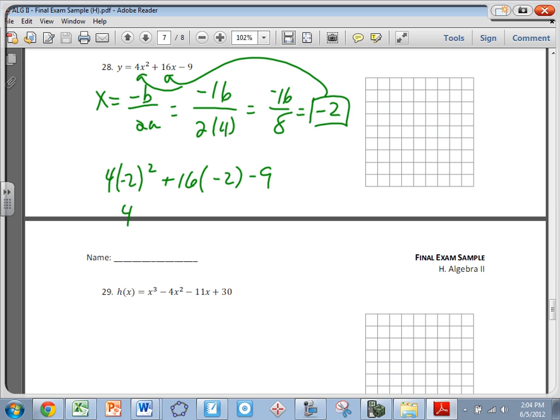This will be 4 times 4 plus, oops, let's use an eraser because we have one, minus 32 minus 9. 4 by 4 is 16, minus 32 minus 9. That's going to give us negative 25. So my vertex, that's my axis is right here, and my vertex is negative 2 comma negative 25.